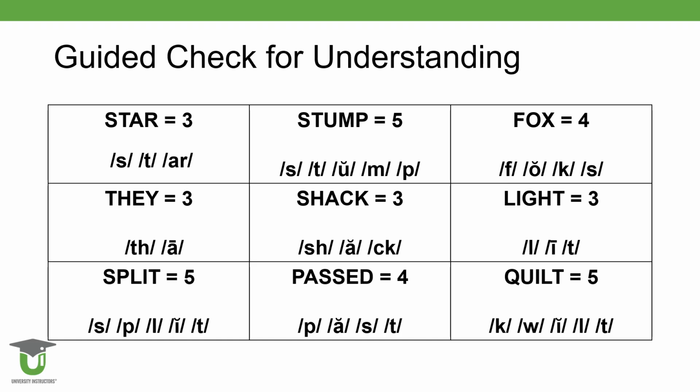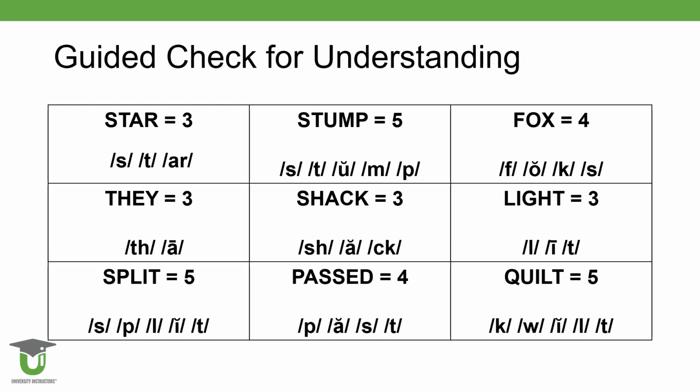So let's check and see how you did. In the word star, there are 3 phonemes because the AR makes one sound together, so it's s-t-r. In the word stump, there are 5 phonemes, as each letter in that word stands for one sound. The word fox has 4 phonemes, as the letter X represents 2 different sounds, the k and the s sound. In the word they, there are 3 phonemes, as the digraph th stands for one phoneme.